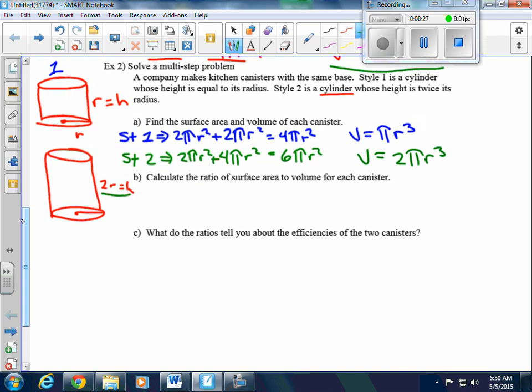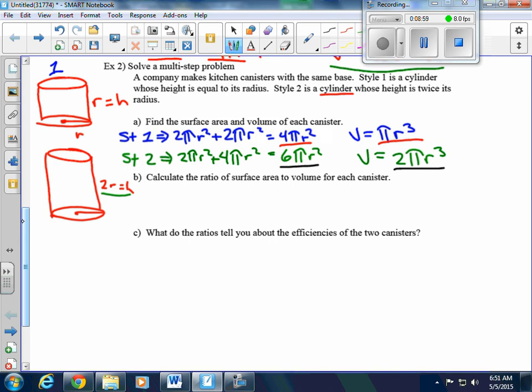Okay, so we now have the surface area of each one and the volume of each one. The ones in red are the surface area and the volume for cylinder 1, and the black underline is the surface area and the volume for cylinder 2. Now it says calculate the ratio of the surface area to the volume of each canister.